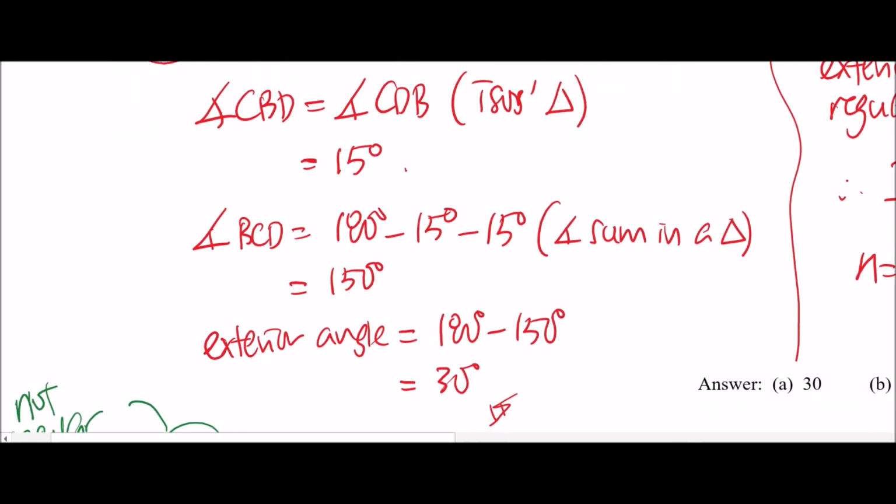So this is how it goes. We have an isosceles triangle. We identify that angle CBD is 15 degrees, and then we can calculate BCD to be 150 degrees using the isosceles triangle. And then the exterior angle is nothing but 180 degrees minus the interior angle. Why is that so? I'm going to pause here for a while.